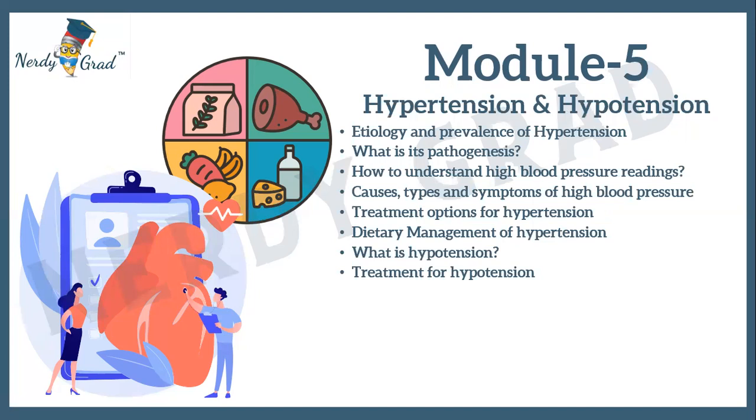In module 5, where we'll be looking into hypertension and hypotension, we'll be starting off with the etiology and prevalence of hypertension, and then look into its pathogenesis. We'll also be learning how to understand high blood pressure readings, the causes, types, and symptoms of high blood pressure, followed by the treatment options for hypertension and also its dietary management. In this module itself, we'll also be covering a little bit about hypotension and the treatment options for the same.